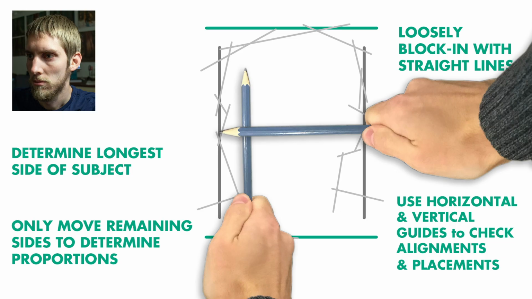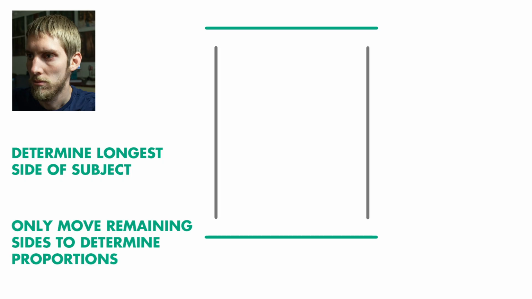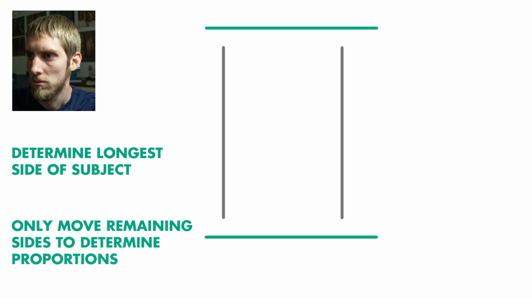For now, just know that you can determine the height or width of your subject and draw these lines on your paper without any measuring. Keep them where they are and only move the two remaining sides to determine the correct proportions. This is a good method for determining and guessing proportions when drawing.